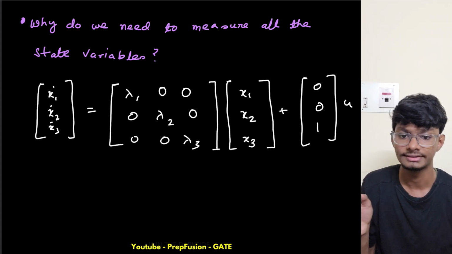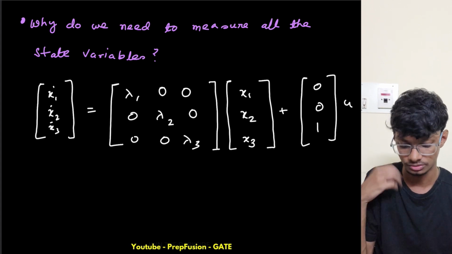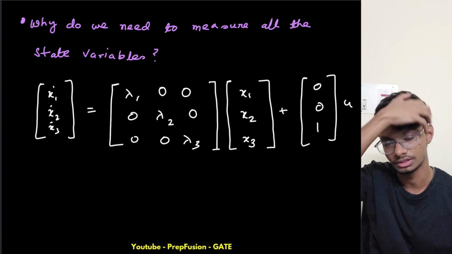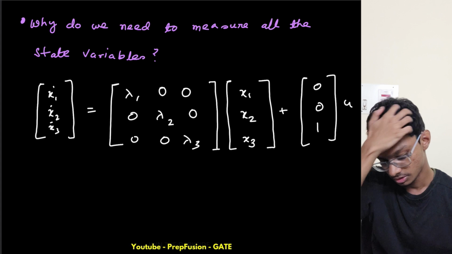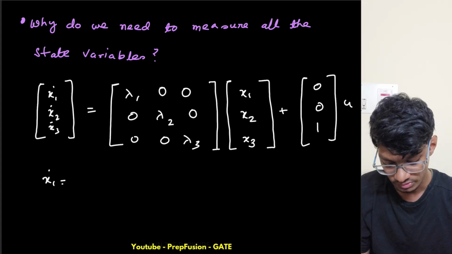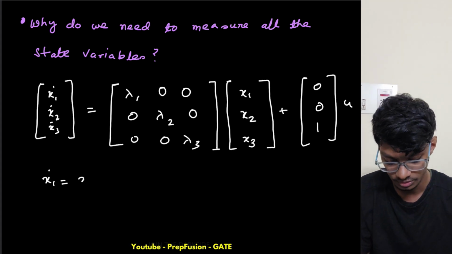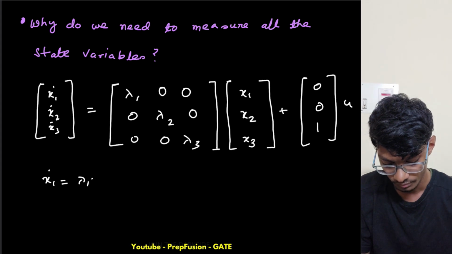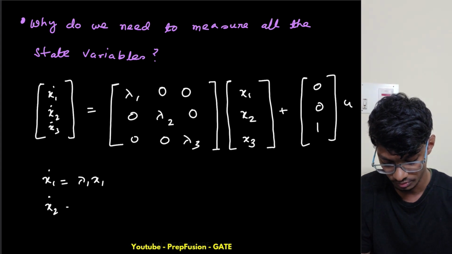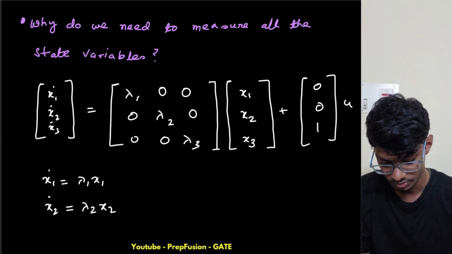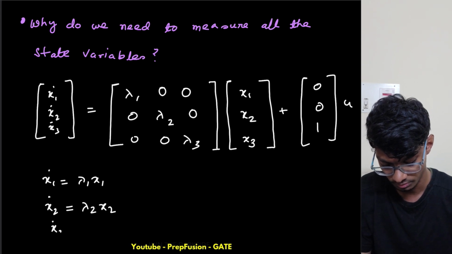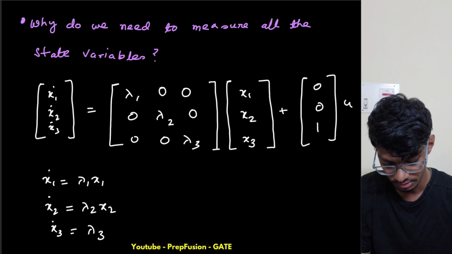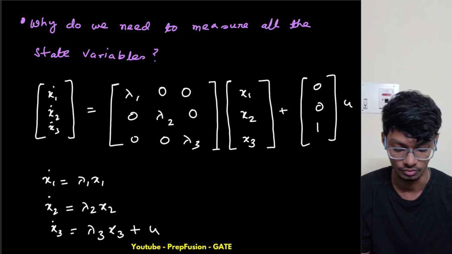Now I will write the state equations in equation format, not in matrix format. What will be my x1 dot of t? x1 dot of t is simply equal to lambda 1 times x1. x2 dot of t equals lambda 2 times x2, and x3 dot of t equals lambda 3 times x3 plus u.